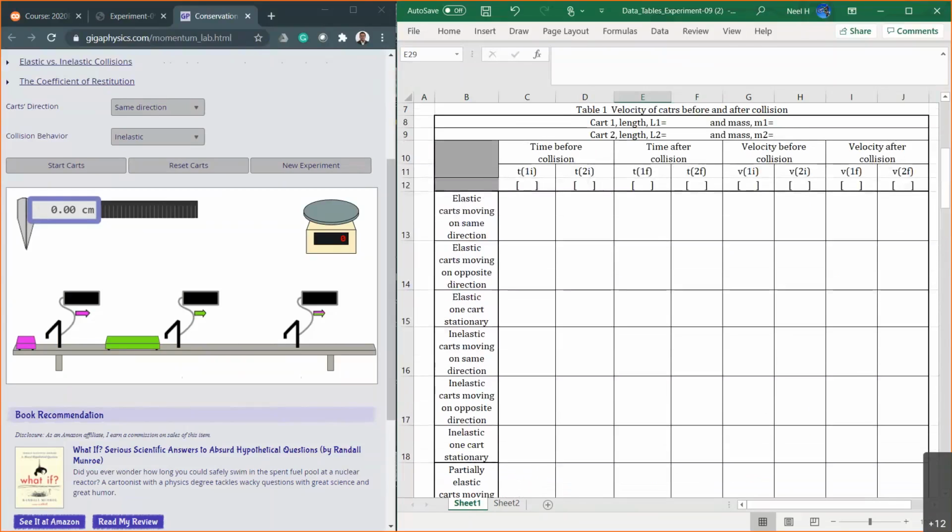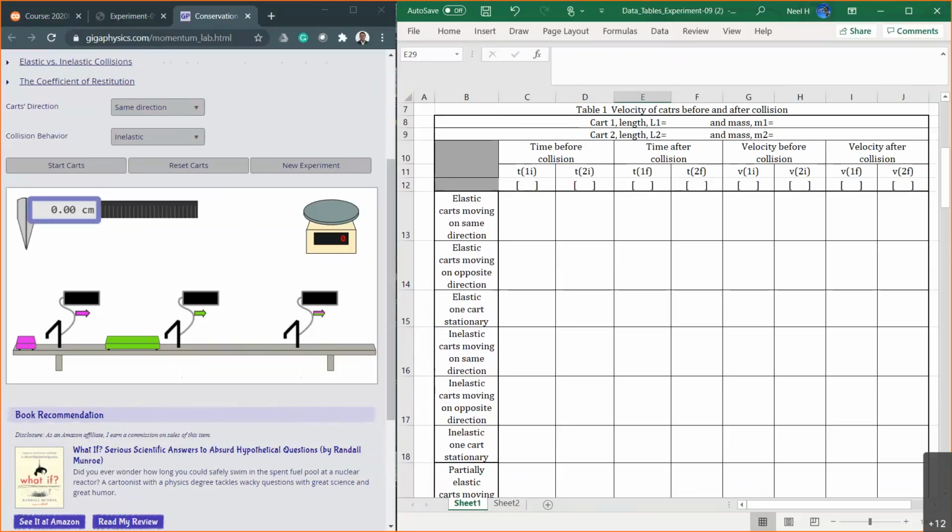In table number one, what we're investigating is the velocities of the objects before and after collision. To do that, we need to measure only time. We measure the time before the collision passing through the photogate and after the collision passing through the photogate. With those numbers, it's a very simple calculation.